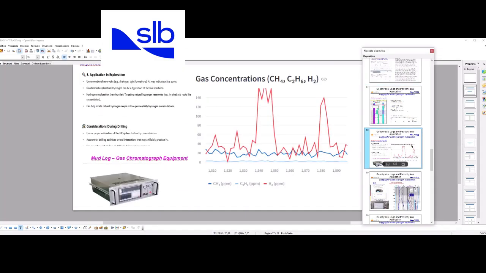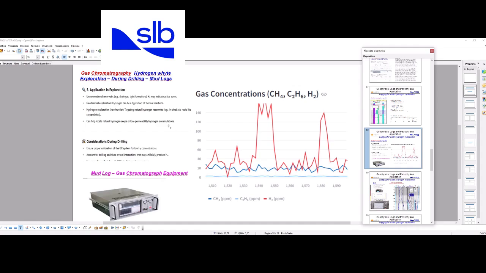Let's go on to the next step. The next step is the application in exploration for unconventional reservoirs, for example in shale gas and tight formation. Hydrogen may indicate active fault zones. There can also be a presence of hydrogen in geothermal systems. Hydrogen can be a byproduct of thermal reaction.